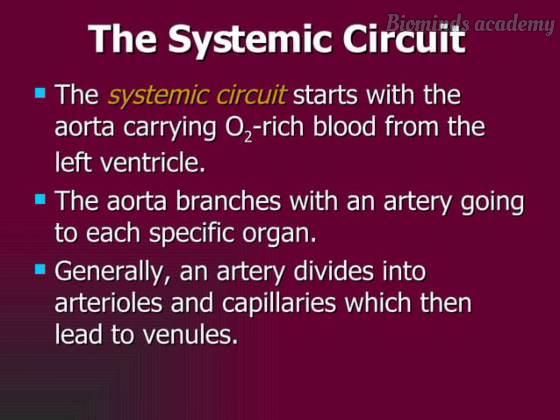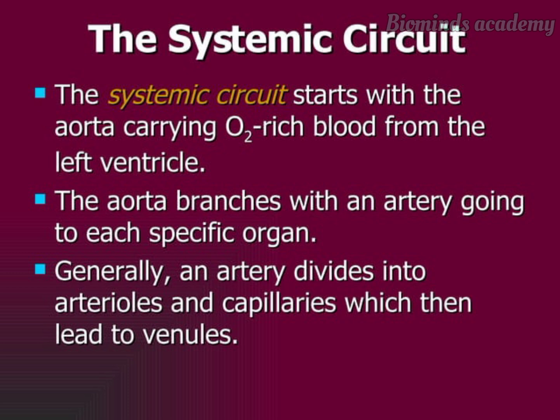The systemic circuit starts with the aorta carrying oxygen rich blood from the left ventricle. The aorta branches with an artery going to each specific organ. Generally an artery divides into arterioles and the capillaries, which then lead to the venules. So the systemic circuit refers to the pathway through which oxygenated blood is pumped out from the heart to the body, and the deoxygenated blood that returns to the heart.